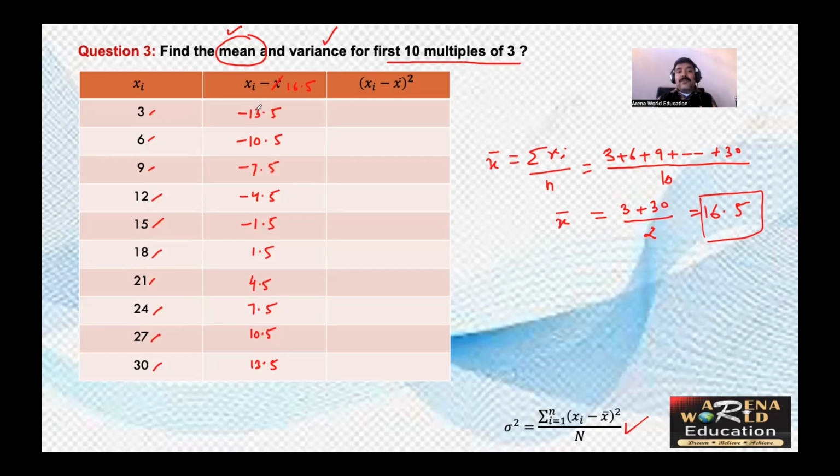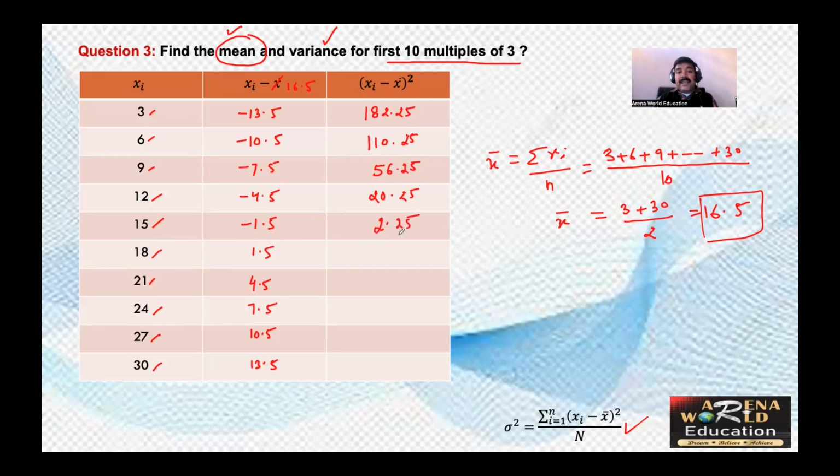So what is the square of minus 13.5? It is 182.25, right? What is the square of minus 10.5? It is 110.25. Then what is the square of minus 7.5? It is 56.25. And what is the square of minus 4.5? This will be 20.25. You're familiar with the square of minus 1.5. It will be 2.25.